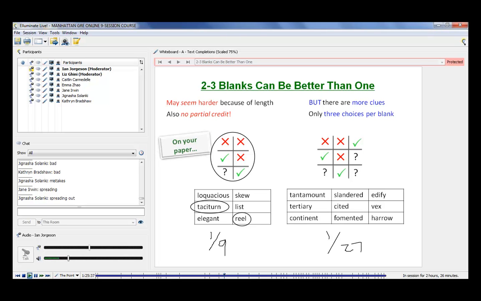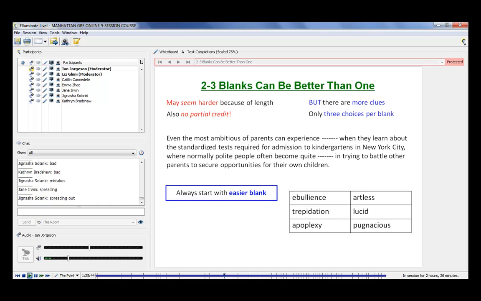We're not going to get every problem right. We're not going to know every word, but that's okay. If we can narrow things down, we'll tilt the odds back into our favor.